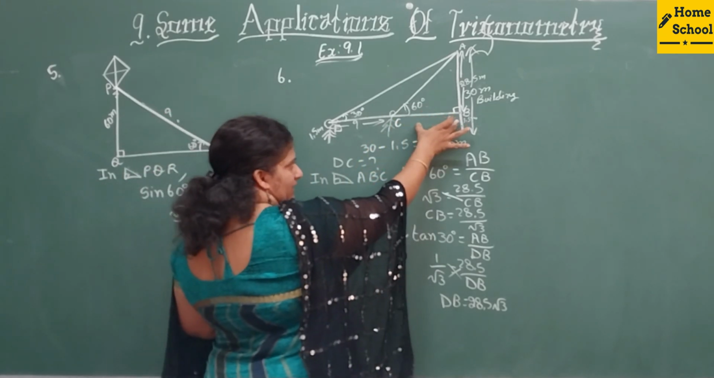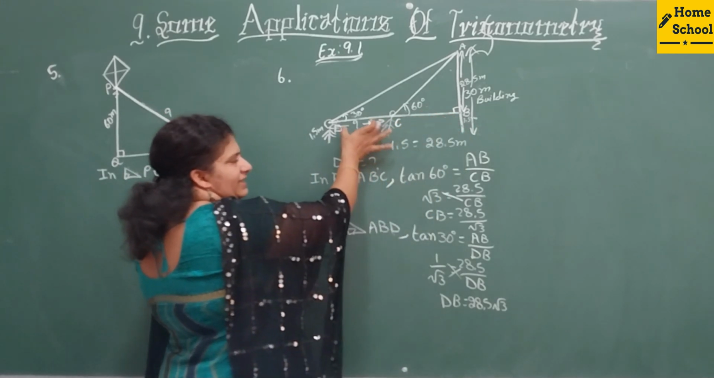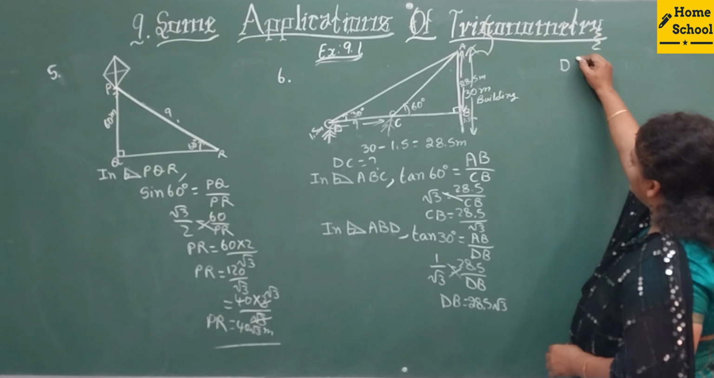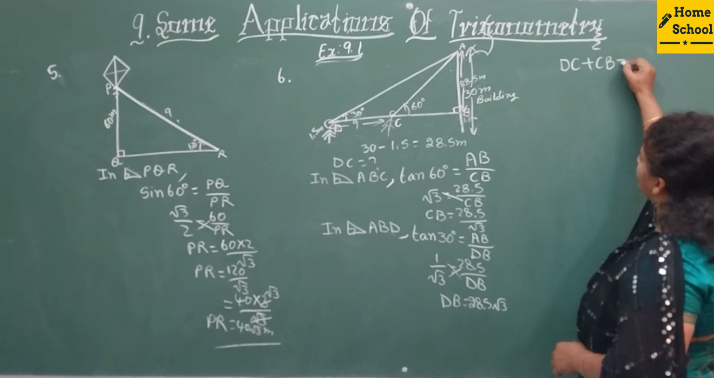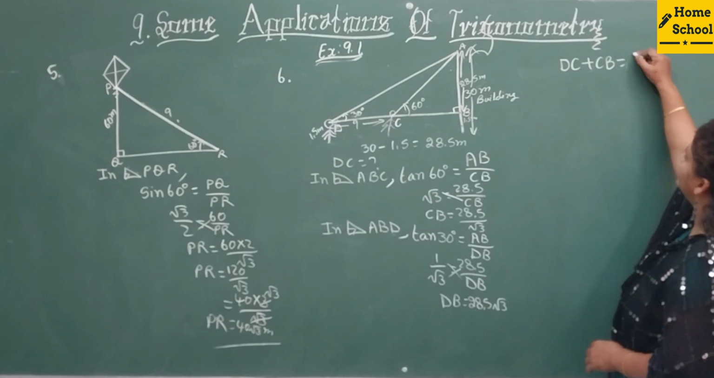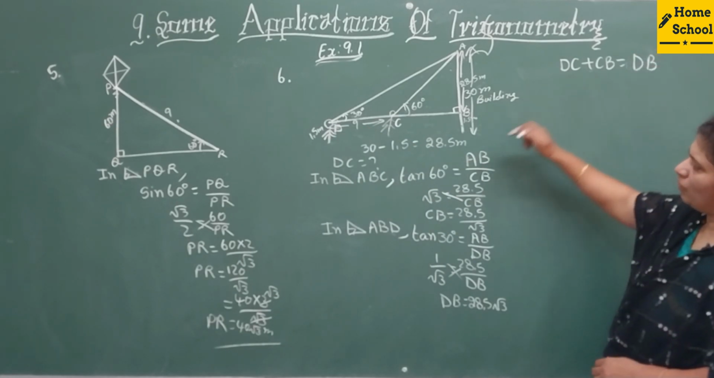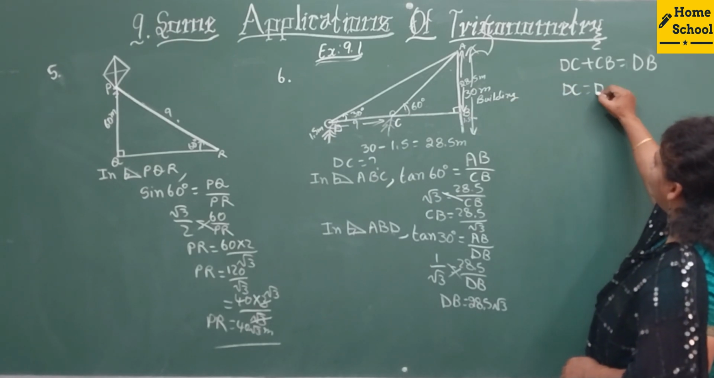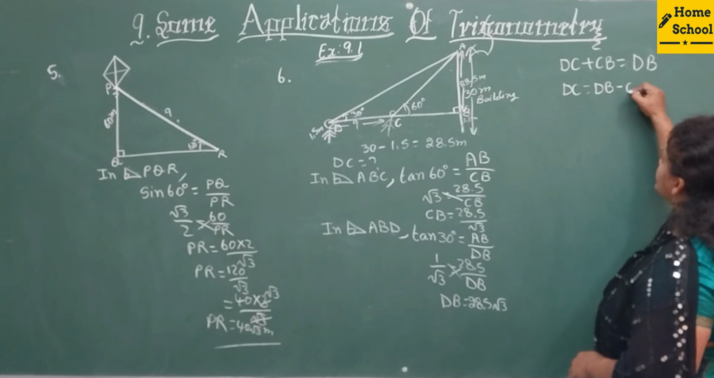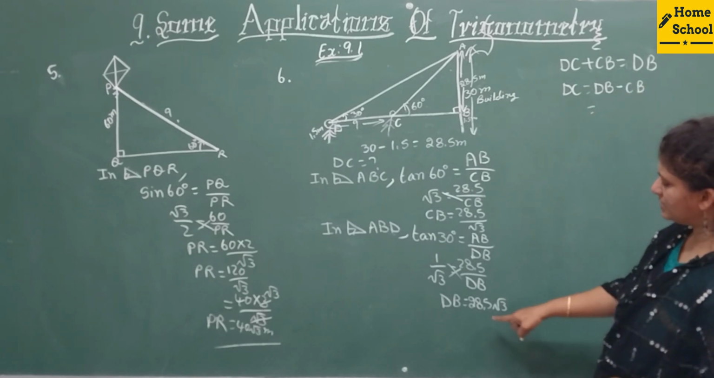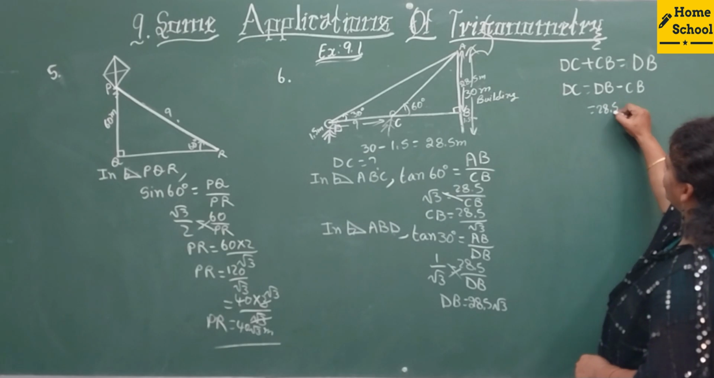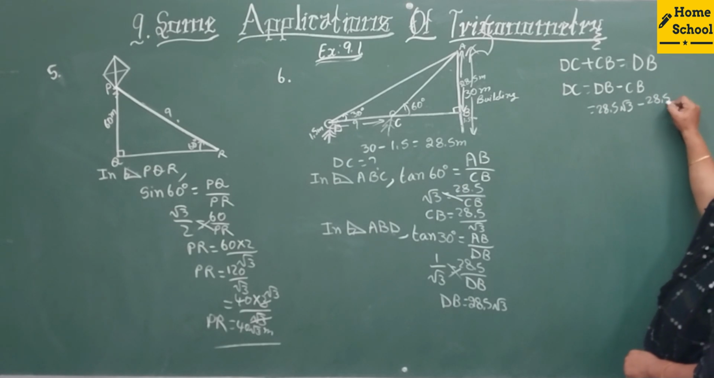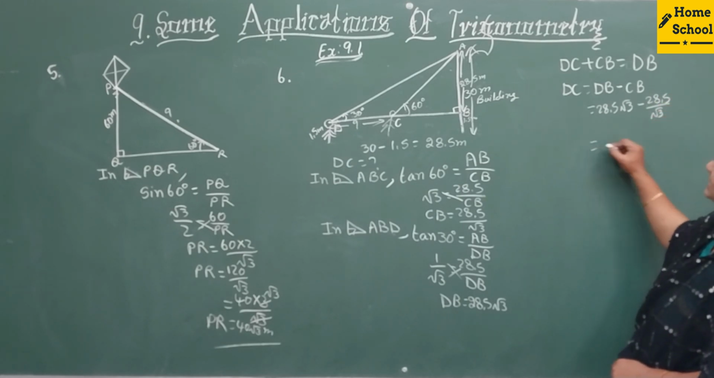We know CB and we know DB. We need to find DC. Means write like this, children. We know DC plus CB is nothing but DB. Now what you need to find? DC you need to find, right? DC is equal to DB minus CB. DB value is 28.5 root 3 minus CB value is 28.5 by root 3. Do LCM.